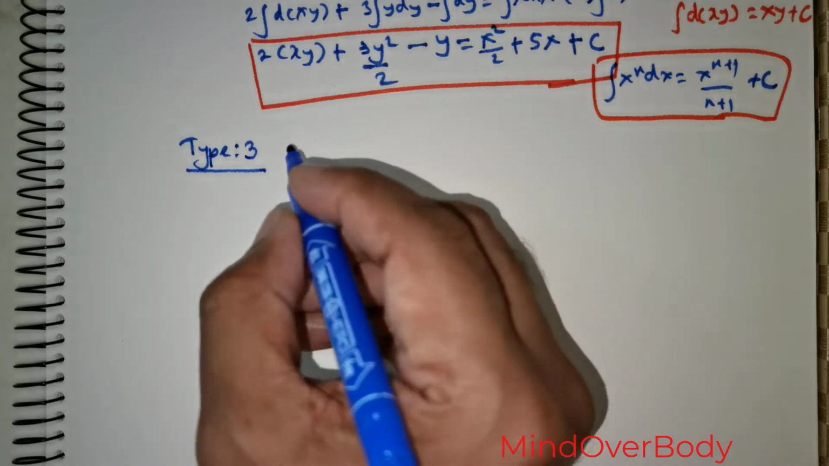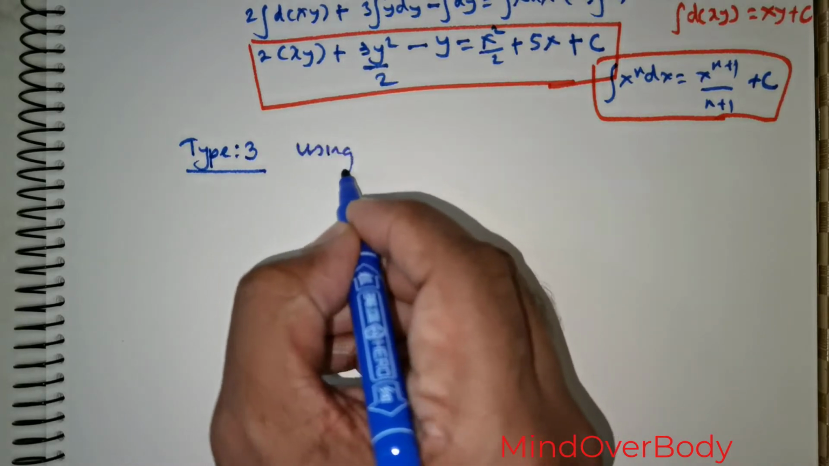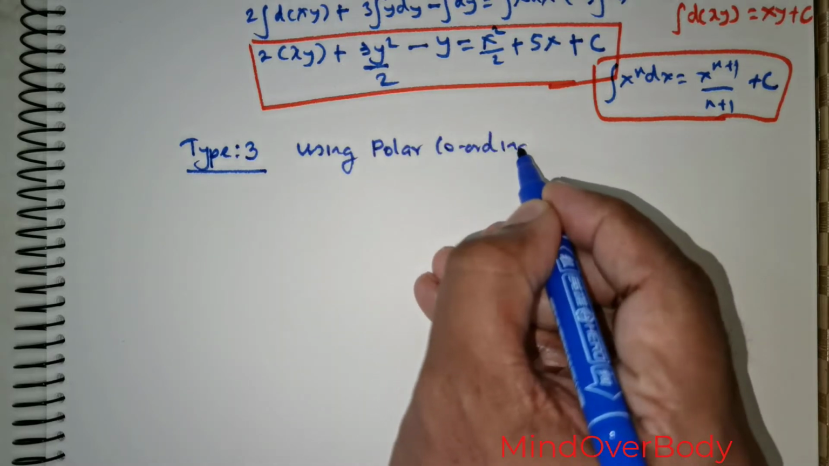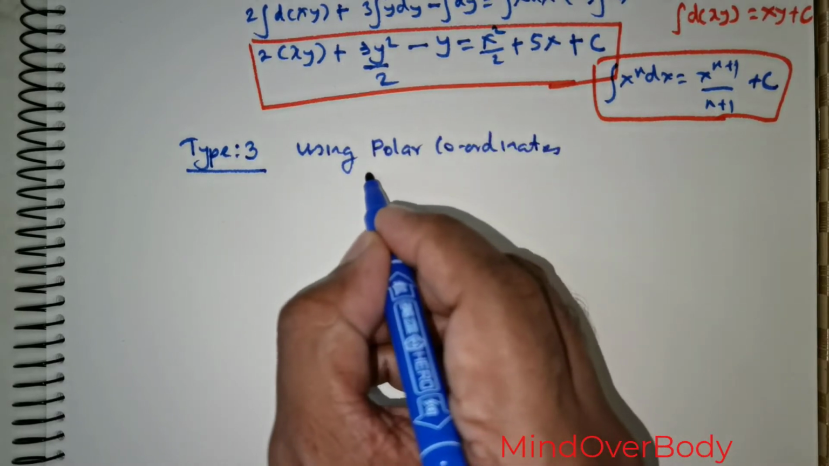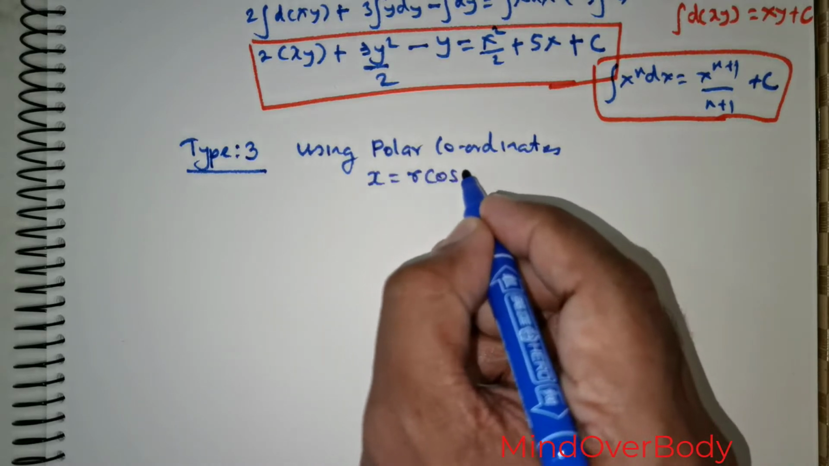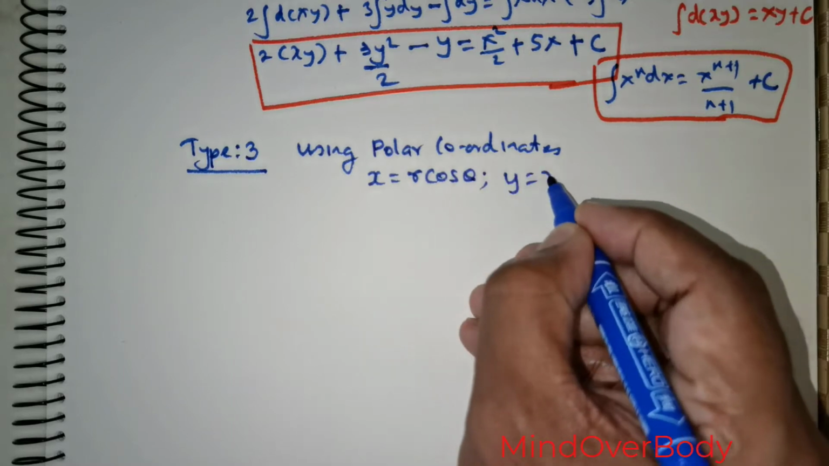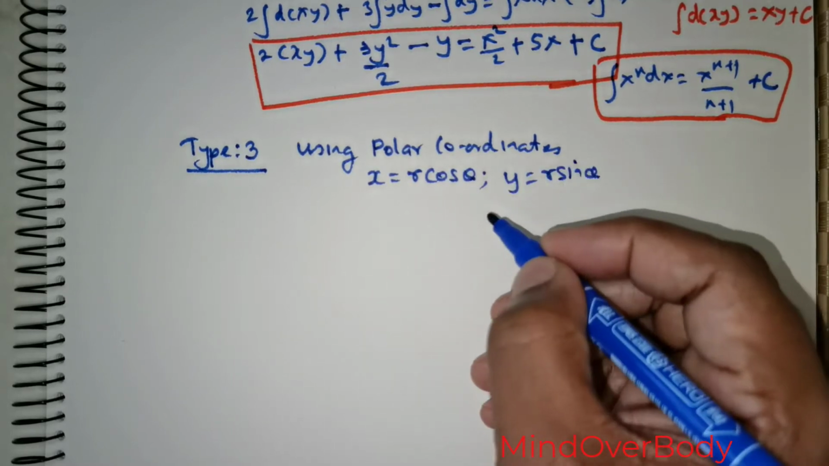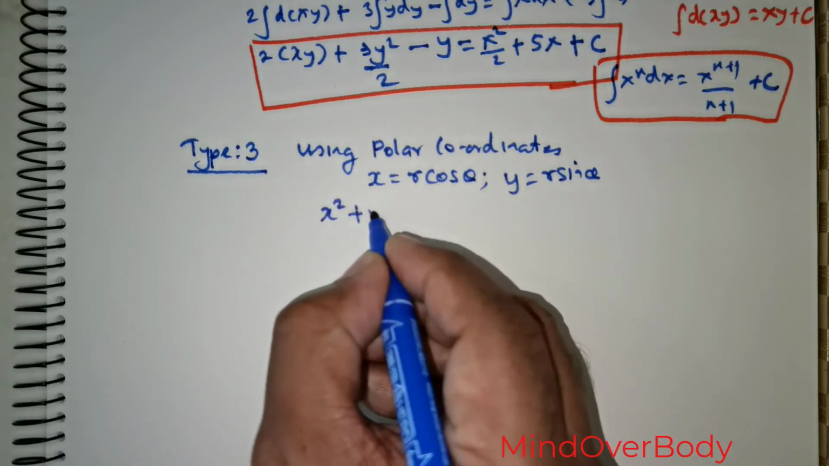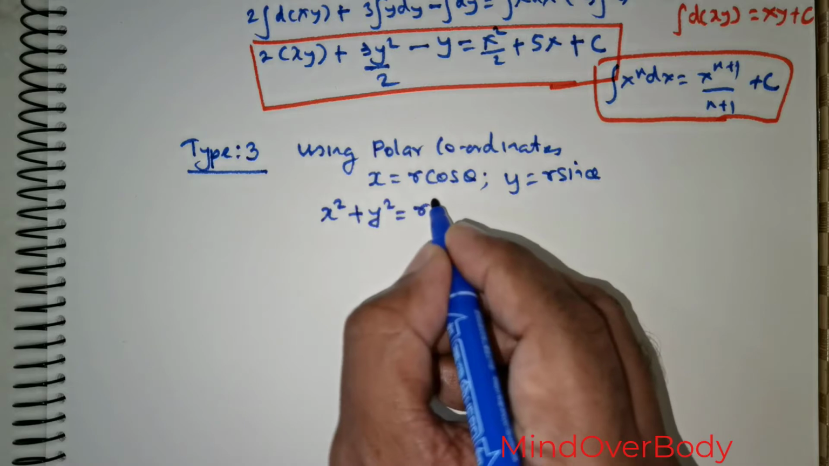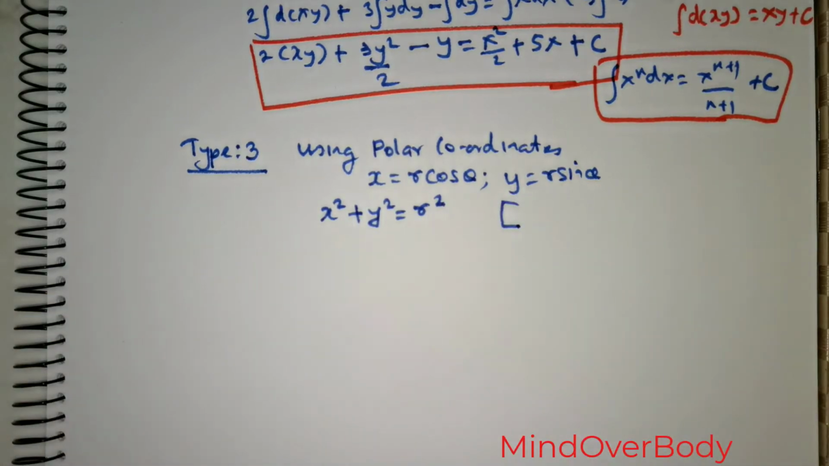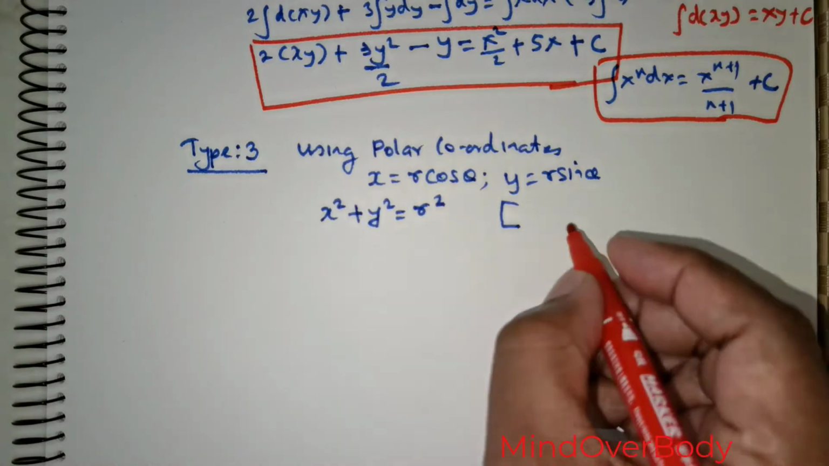Students, in type 3 we will be using polar coordinates. Now I'm sure that you all are aware of polar coordinates. The most popular one is the substitution that x is equal to r cos theta and y is equal to r sin theta. Now if I were to take this substitution, then clearly I know that x squared + y squared will be equal to r squared. You can substitute it here. I can show that over here.